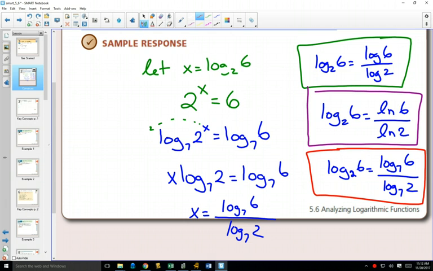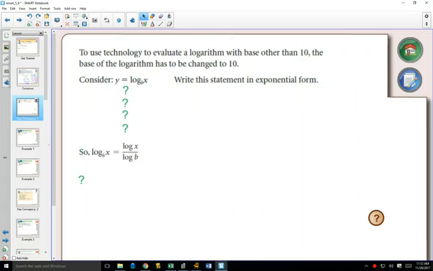Infinite. In fact, you could pick any number. Like here I chose 7. Here basically I'm choosing e. Here I'm choosing 10. But since your log laws stay the same for all of them, it's always going to be the same. And this is called the change of base theorem.